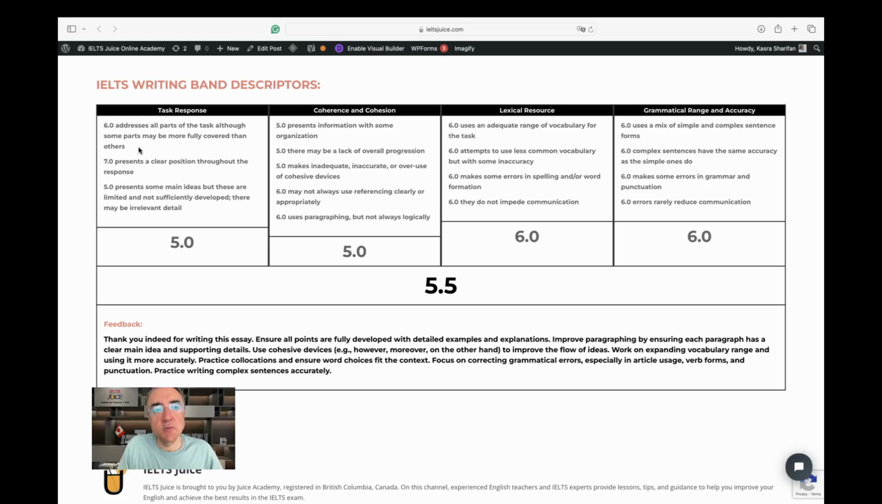And as for task response, the rubric had only one main topic to talk about, and that was your opinion. We know that you showed disagreement very clearly. So your position was solid throughout the essay. But we wanted you to focus more on your own opinion.